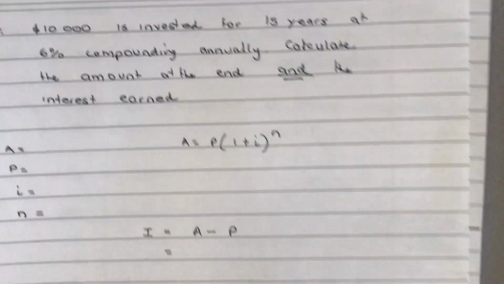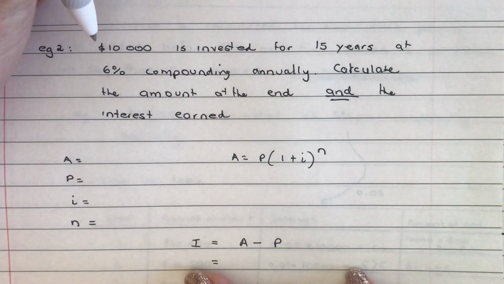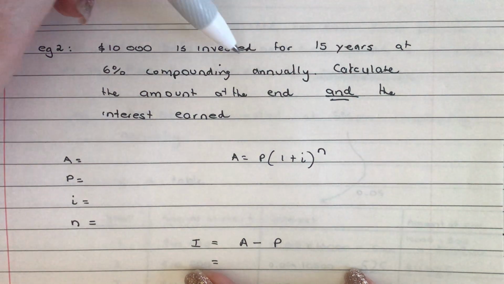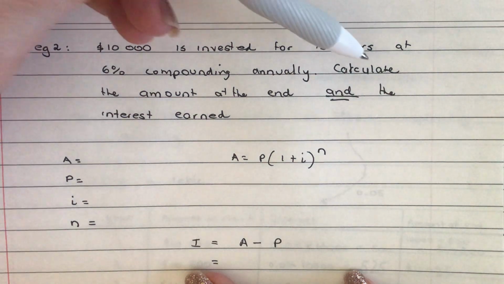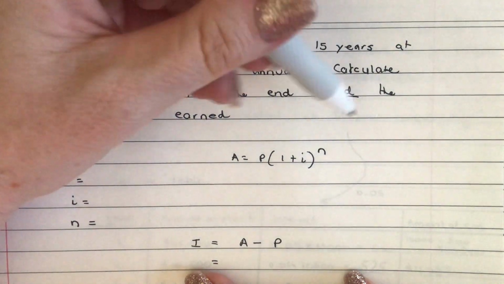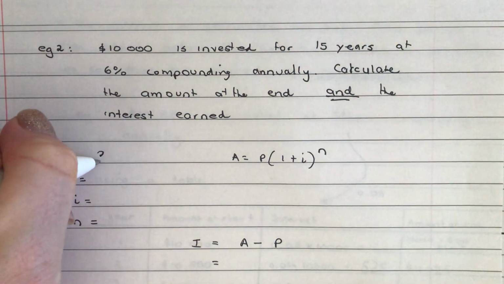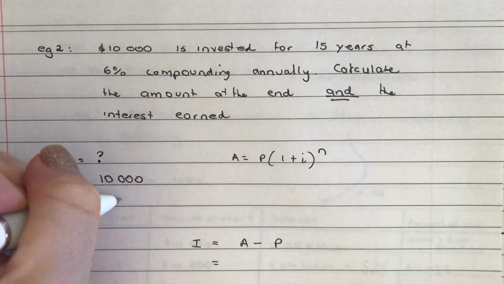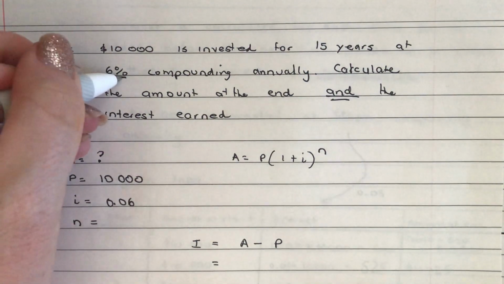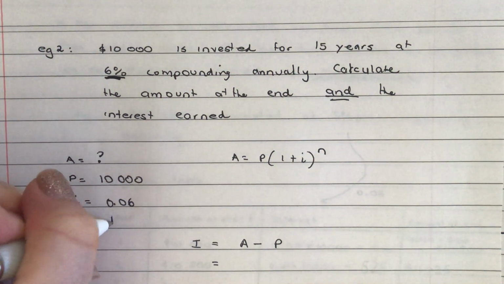Then I've got another example to have a look at over here using that rule again. And this is one where we definitely wouldn't want to have to set up a table for, because we've got $10,000 invested for 15 years at 6% compounding annually. We want to calculate the amount at the end and the interest that was earned. So we're going to start the same way as we did before. We don't know our amount. Our principal is 10,000. Our I is 0.06 because we had 6%. When we divide that by 100, we get 0.06. And our N is 15.